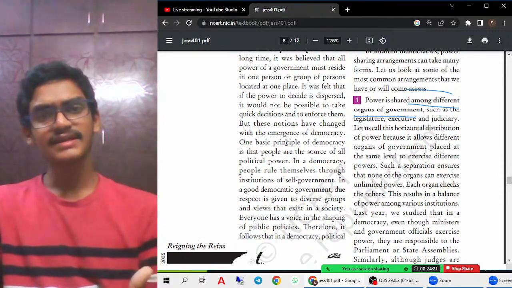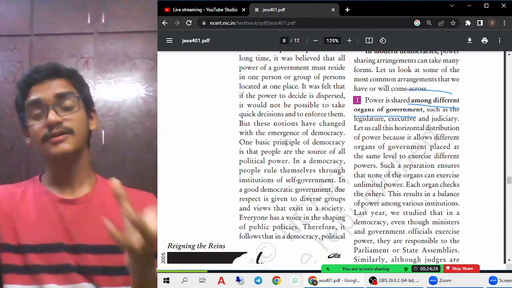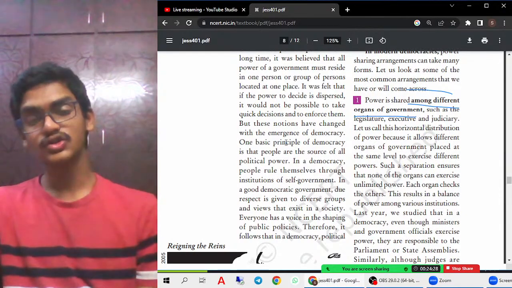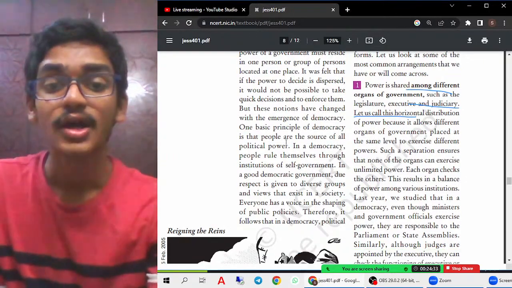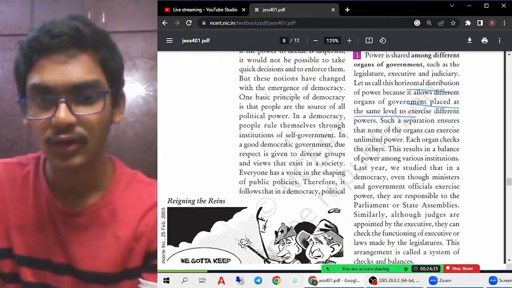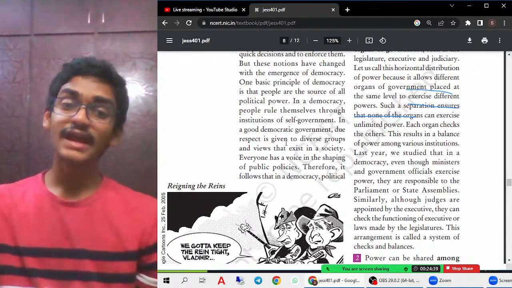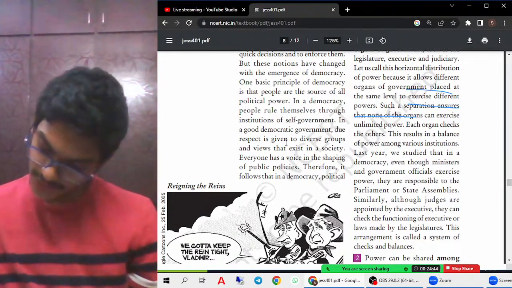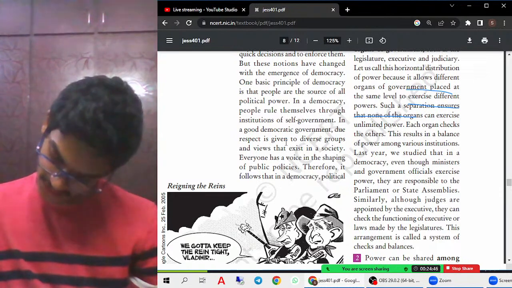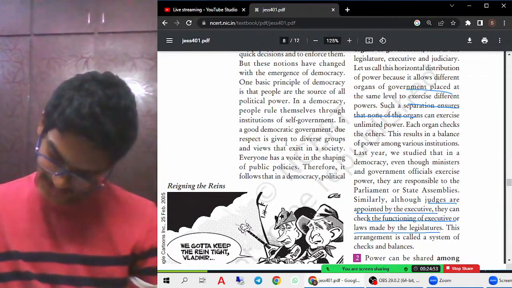So why is it called checks and balances? Because judiciary will try to keep a check on the legislature and the executive, to make sure that all the laws are being made and implemented properly. Because of that, we can say that judiciary will keep a check on all the systems of the government. Okay. And it is also seen that the judges, who are appointed by the executive, can check the functioning of the executive and the laws which are made by the legislature also.